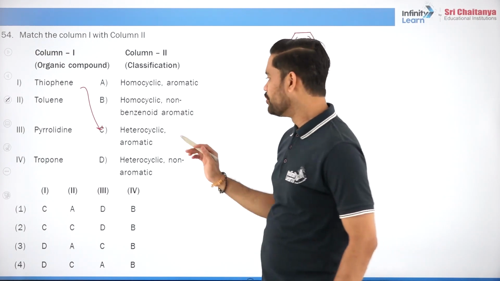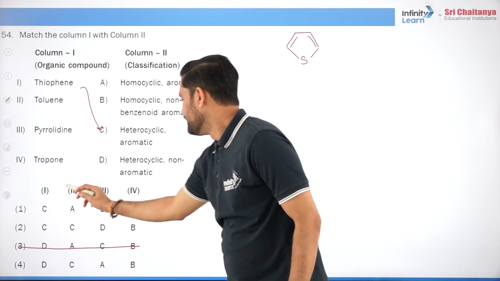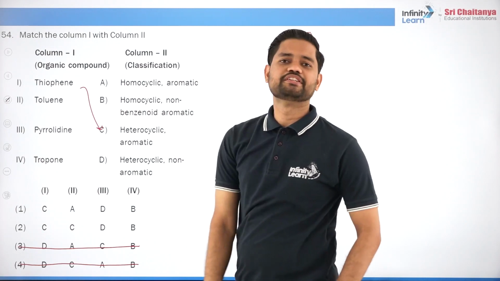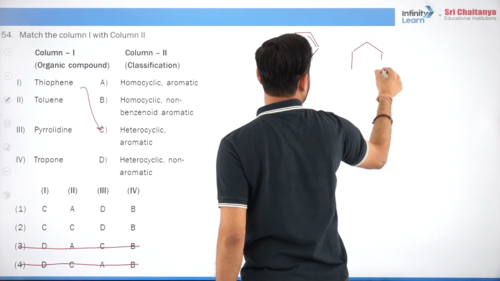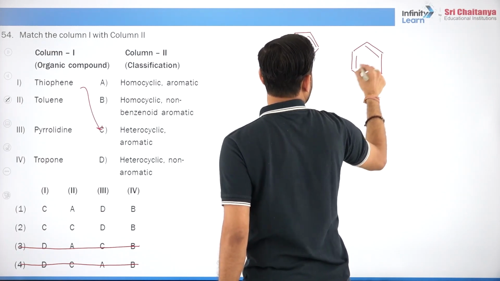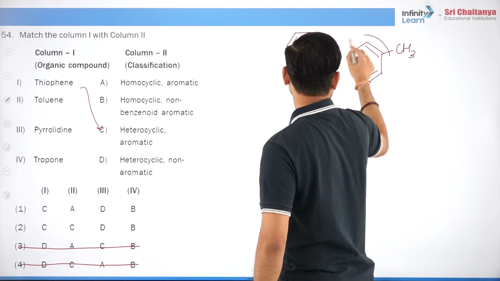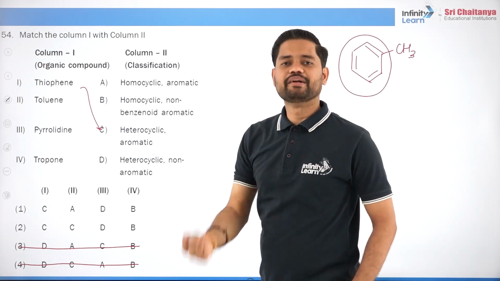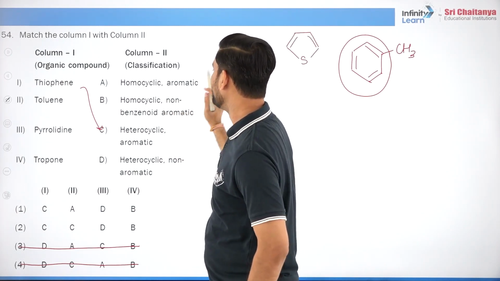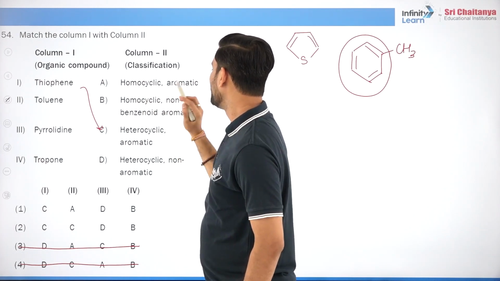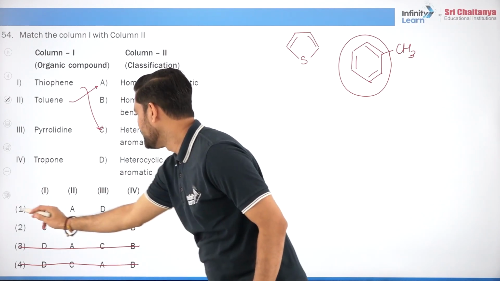Is that thing clear? So let us see. First C, first C. First D, not the right answer. So 2 options are already gone. Toluene. If I take toluene, this is the toluene structure, this is methyl benzene, right? If I talk about its classification, it is homocyclic, benzenoid and aromatic. Homocyclic, aromatic, yes, is the right answer. Homocyclic non-benzenoid is not the right answer. Heterocyclic, no. So toluene belongs to A. So 2A, 2C. This is the right answer.